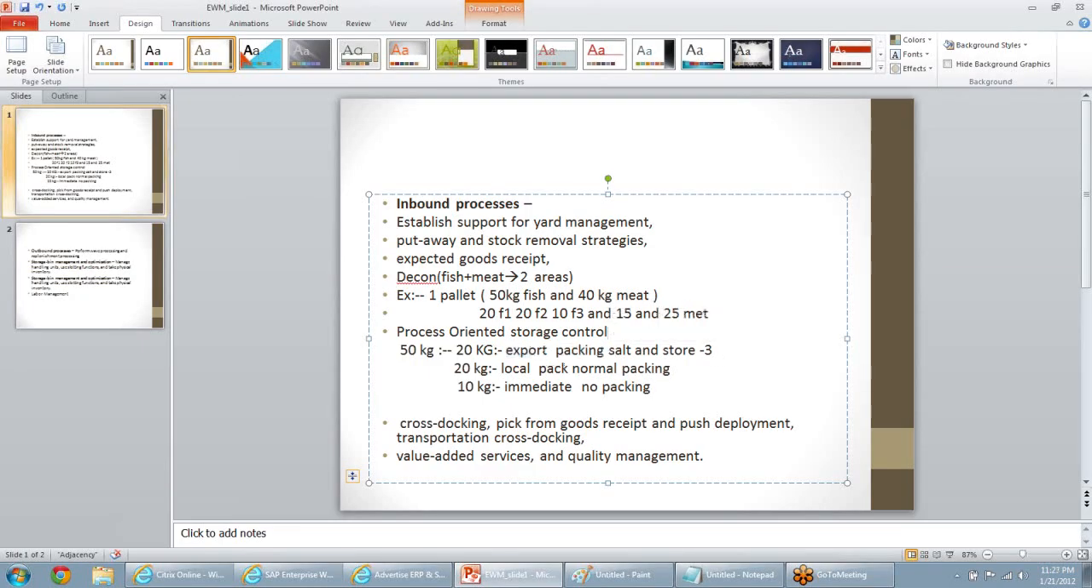So it has to go to a particular work center, and then it has to go to the final storage. These steps have to happen automatically. That means once you get the goods, they have to go to the process storage, right? And then they have to go to the final storage. Is it clear now? So that is the process-oriented storage control.